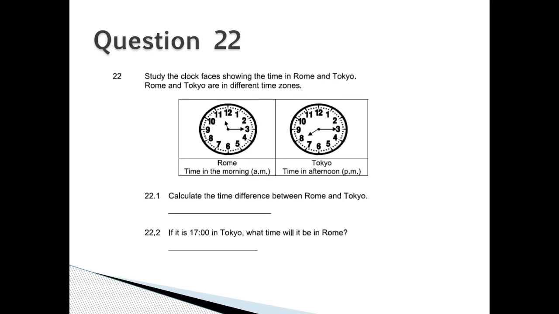Question 22. Study the clock faces showing the time in Rome and Tokyo. Rome and Tokyo are in different time zones. Rome has the time of 11:15 a.m. and Tokyo has the time of 8:15 p.m. Calculate the time difference between Rome and Tokyo. And 22.2. If it is 5 o'clock in Tokyo, what will the time in Rome be?